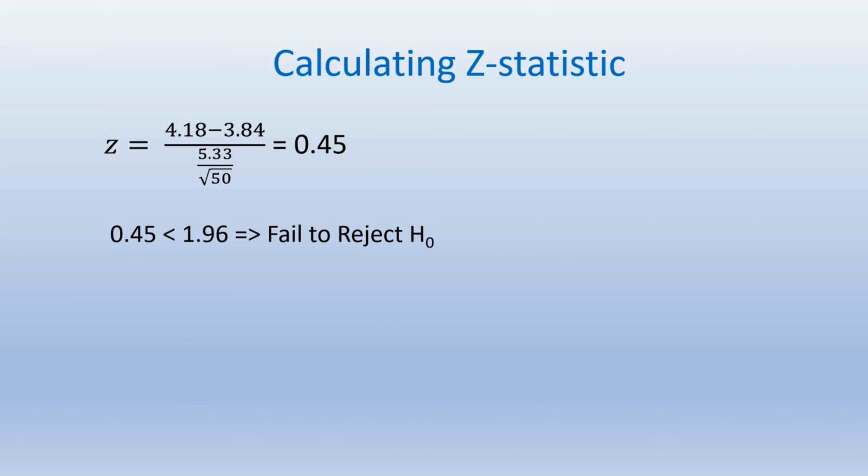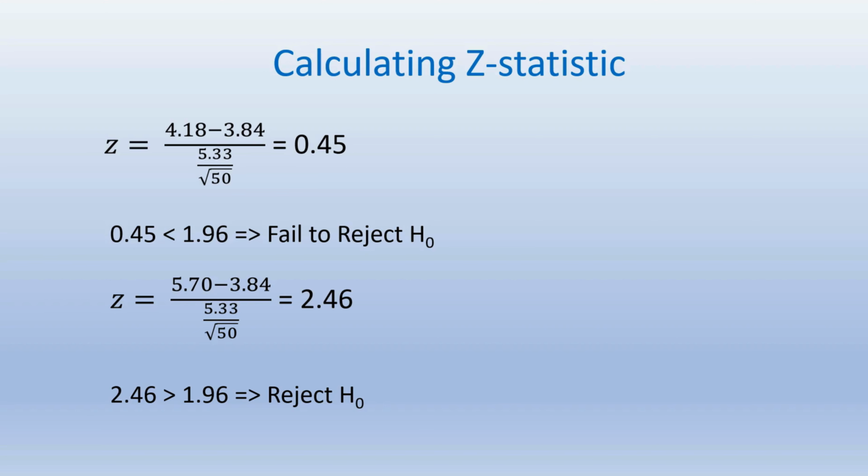Now, let us calculate the Z statistic for the randomly generated data using the formula. In this case, the Z calculated is 2.46, and since Z calculated is greater than Z critical, our conclusion is that we reject the null hypothesis, which means that the average other deaths of a lone applicant is significantly different from 3.84. The same can also be calculated using MS Excel.